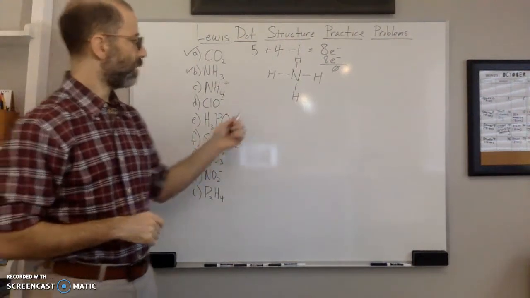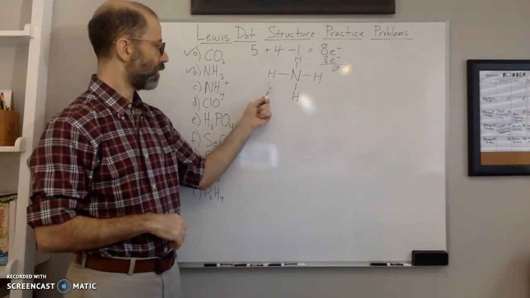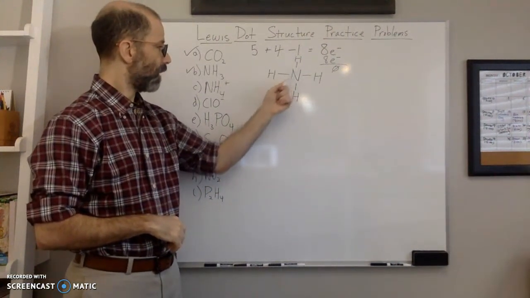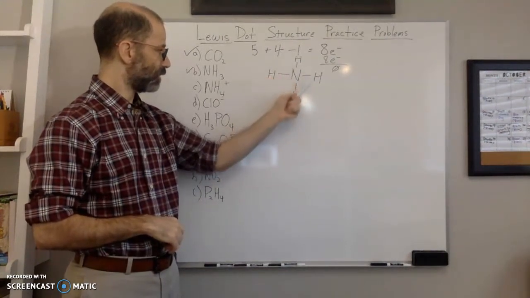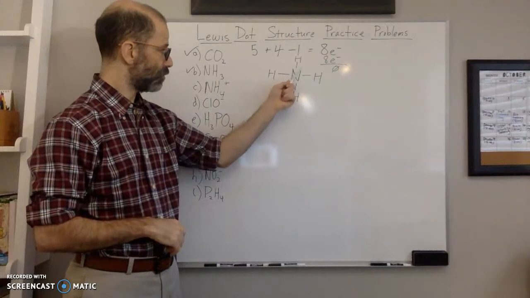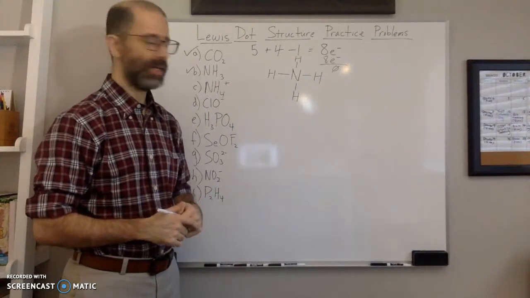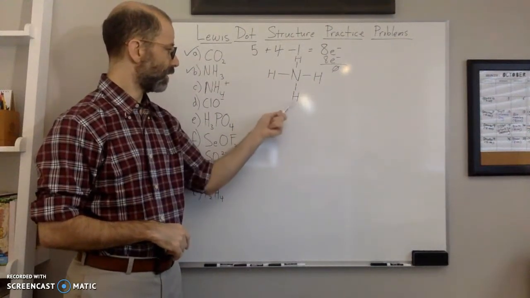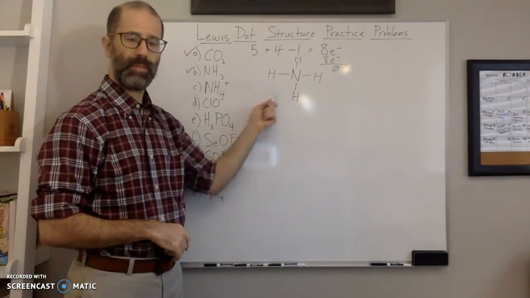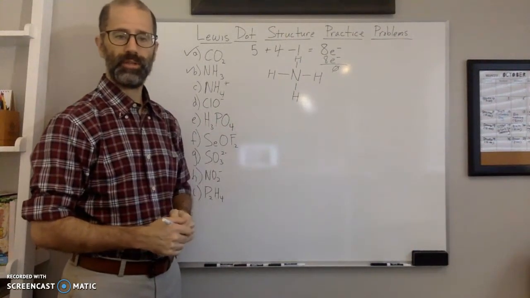And so now if I check, I'll see that everyone is happy with a duet or an octet. So nitrogen is sharing 2 electrons with each of its hydrogens. So it has 2, 4, 6, 8. So nitrogen is happy with an octet. And each hydrogen is bonded, sharing 2 electrons. So they're happy with their duet. So this is a good Lewis structure.